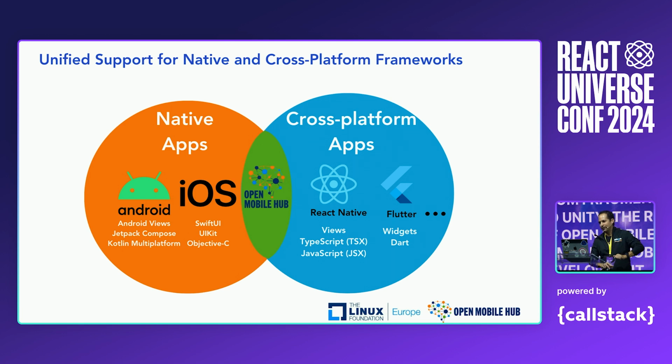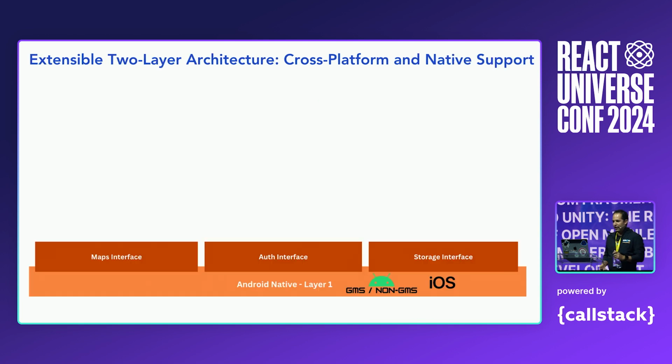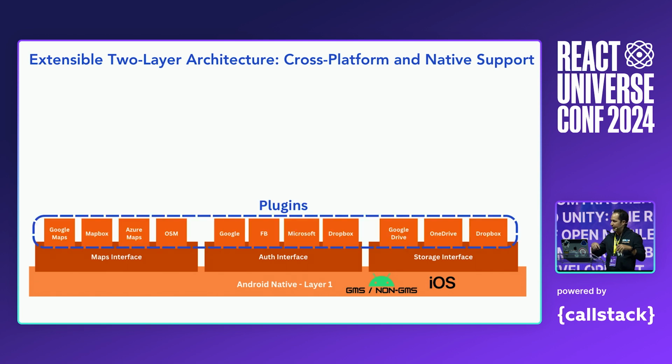All right. So now in OMH, we implemented a two-layer architecture. On level 1, we have interfaces, as I mentioned before, for maps, authentication, and storage. On top of that level, there is the implementation of those interfaces. So for Google Maps, Mapbox, Azure Maps, OpenStreetMap, you have an implementation for each one of these providers. But we made sure that this interface is extensible, so any developer can extend it and build other plugins that are compatible with OMH. The same goes for auth and storage.